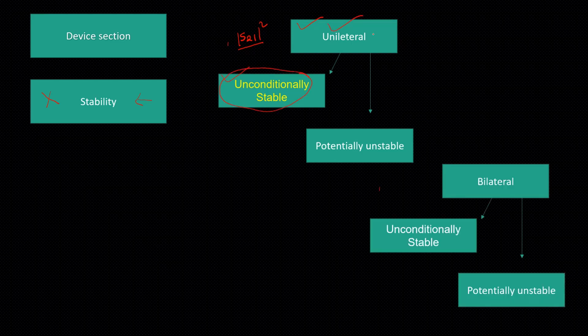We have two types of design. One is unilateral, another is bilateral, and these two get decided by the device. If our S12 is 0, then it is unilateral, otherwise it is bilateral. And for today's topic and a few more topics, our main concern of discussion would be an unconditionally stable circuit. So we can skip this step.